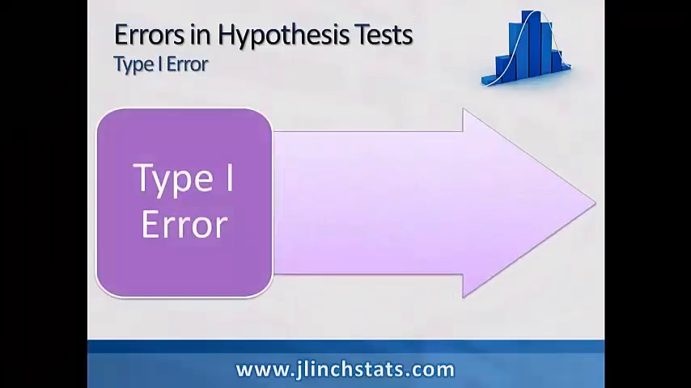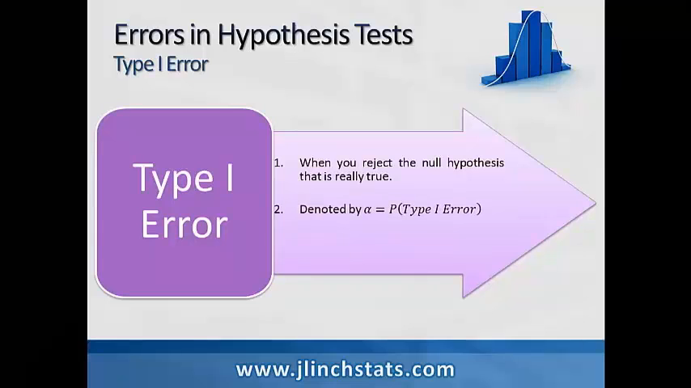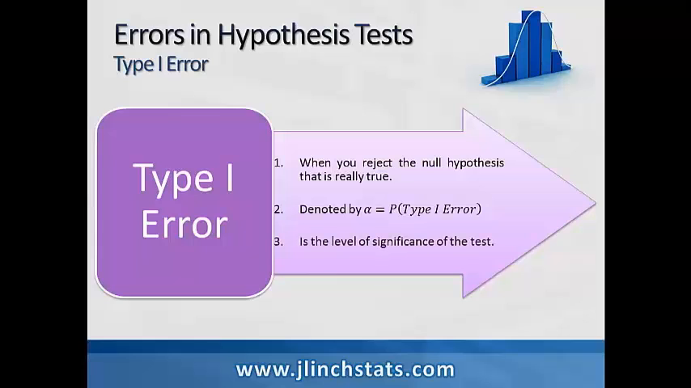Now, a type 1 error is when you reject the null hypothesis that is really true. And we denote the type 1 error by alpha. Alpha equals the probability of a type 1 error. Now recall that alpha is also the level of significance that we choose to set at the onset of our experiment. So once again, a type 1 error is when we reject the null hypothesis.